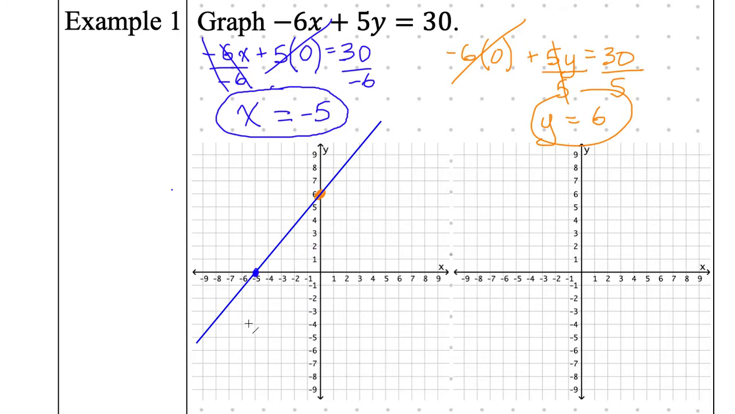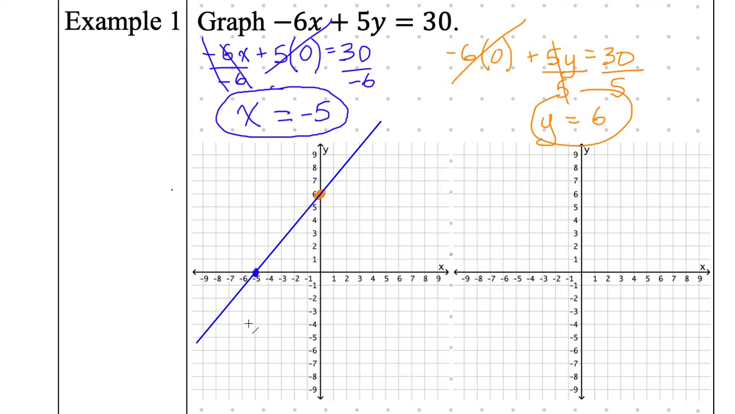It's negative 6x plus 5y is equal to 30. Are we going to find slope with this? Yes, we are. Well, that's kind of a lie. We're going to kind of undo slope from this.